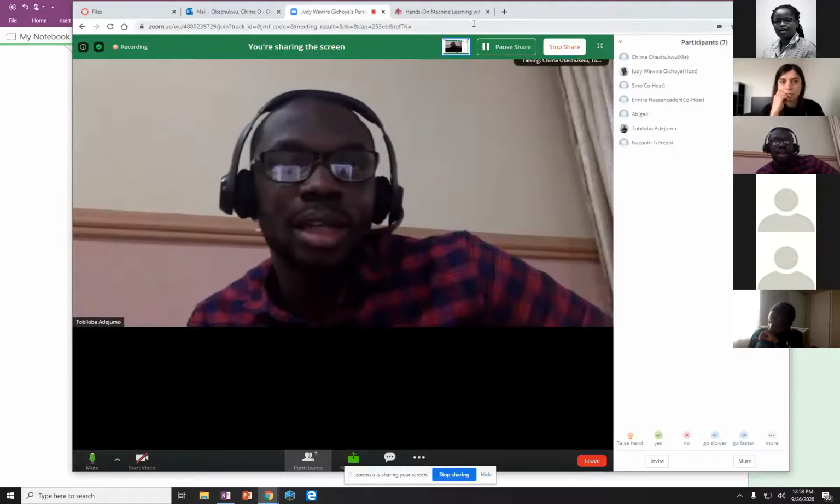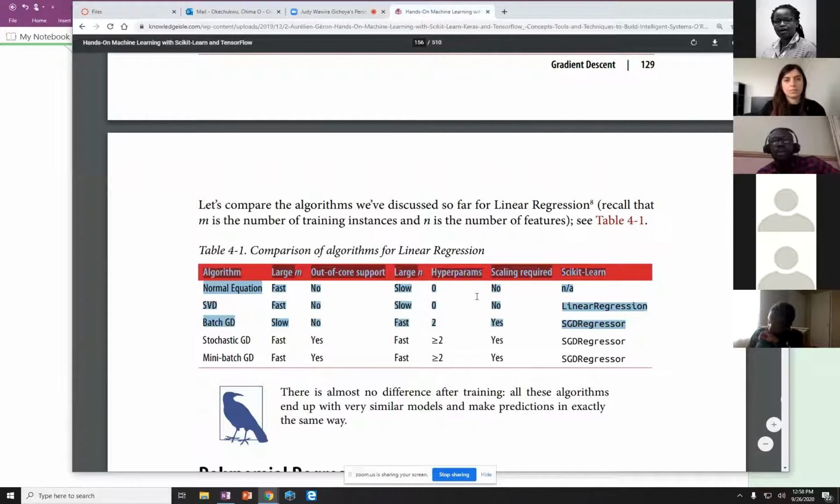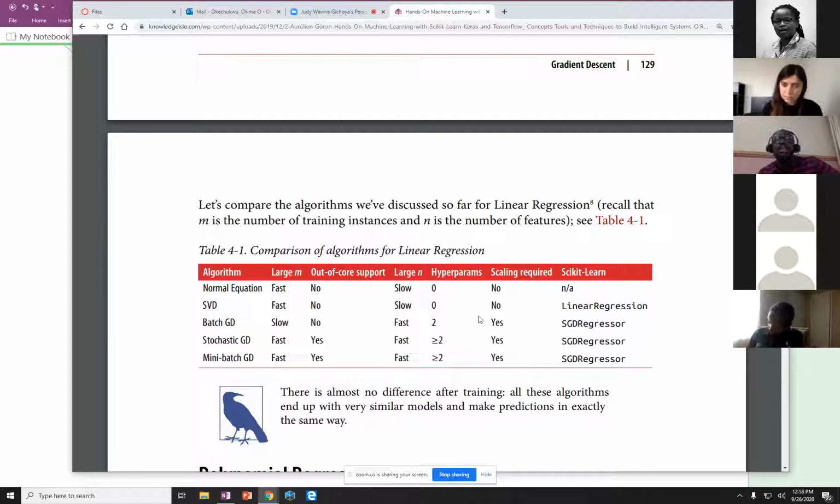Yes, and I agree with you, because even when we discussed out of core learning, it takes in the data in batches, and it's offline again. So if we have these two properties of out of core, then I think the normal equation, SVD, and batch GD, since they take in the data all at once, not in batches, don't support out of core. Does anyone else have any questions?